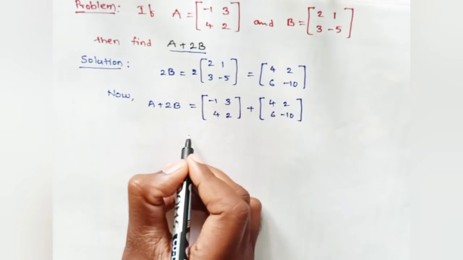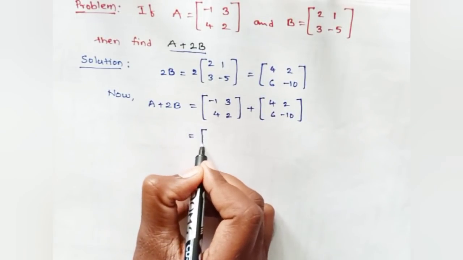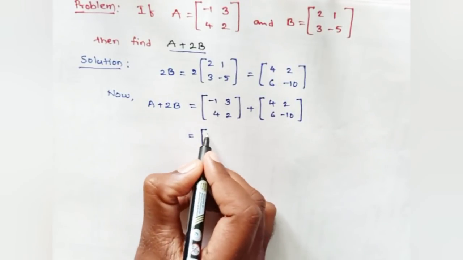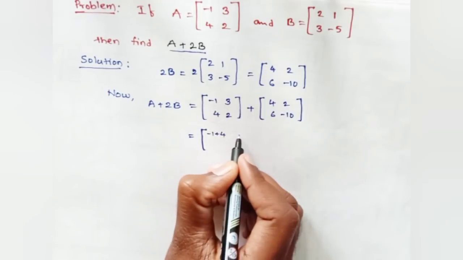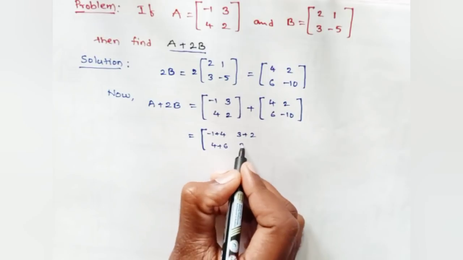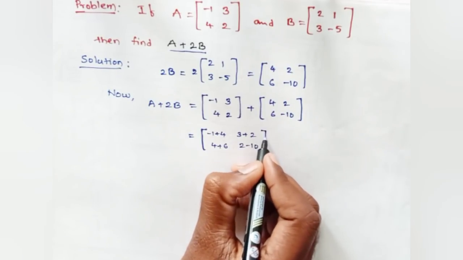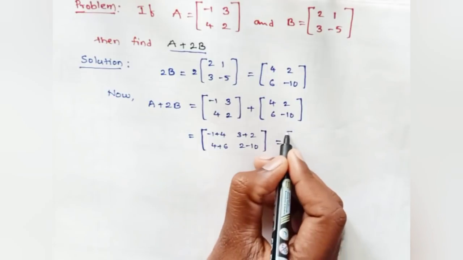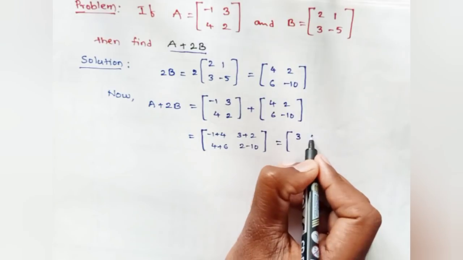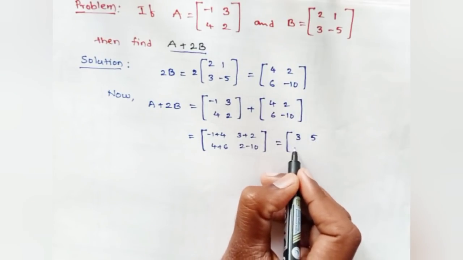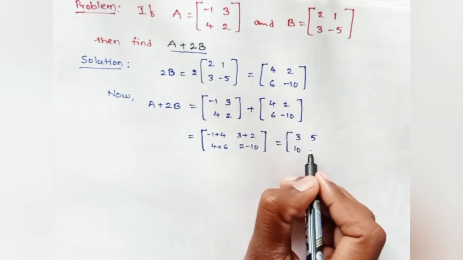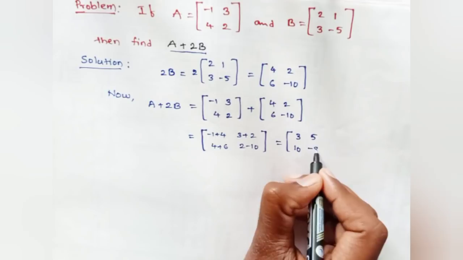The sum of these two matrices is again a matrix, obtained by adding the corresponding elements of both. So it is -1 plus 4, 3 plus 2, 4 plus 6, 2 minus 10, which equals -1 plus 4 is 3, 3 plus 2 is 5, 4 plus 6 is 10. Now 2 minus 10, that is -8.